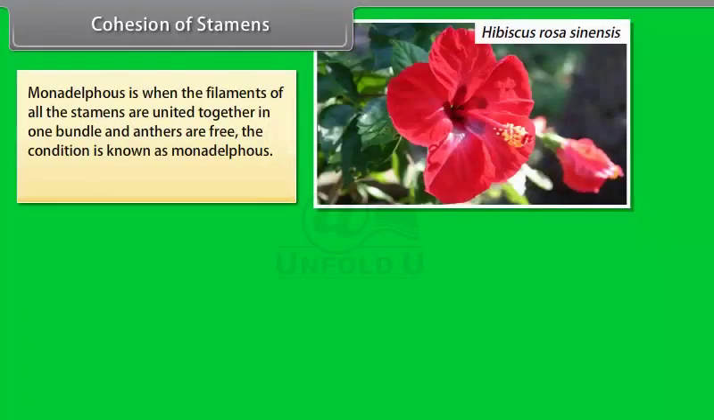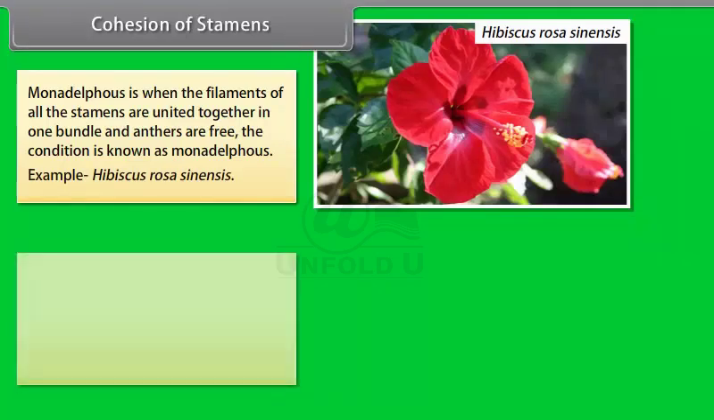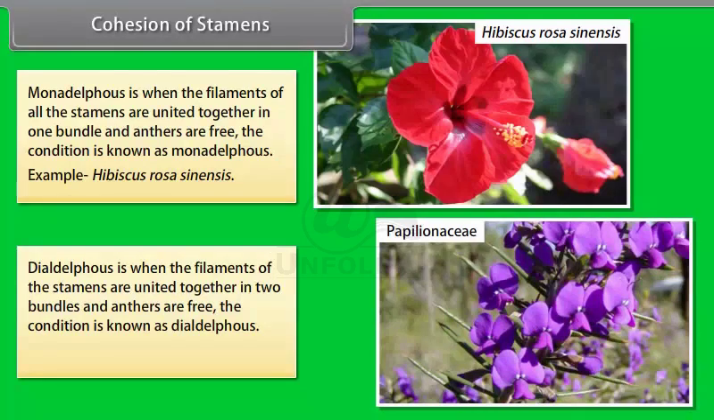Monadelphous is when the filaments of stamens are united together in one bundle and anthers are free. Example, Hibiscus rosa-sinensis. Didelphous is when the filaments of the stamens are united together in two bundles and anthers are free. Example, Papilionaceae.